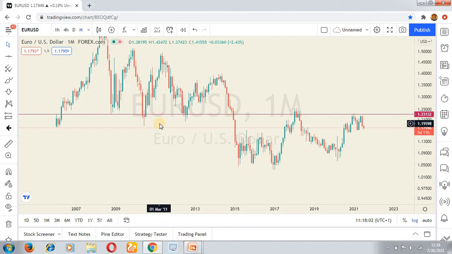Once you have identified this, you can go ahead and identify other levels that are very important to trading. Now this is called a key level. What is the price? The price is 1.23132.